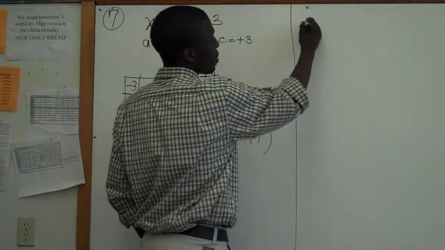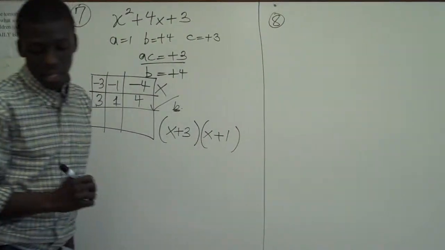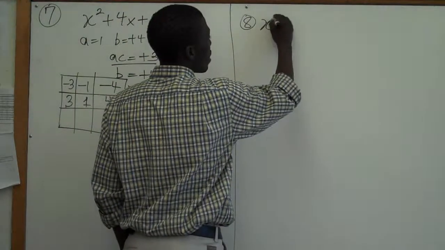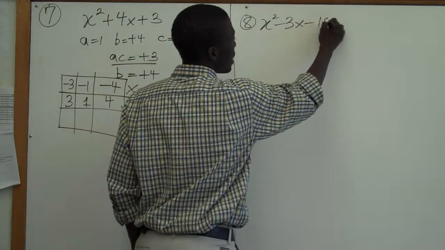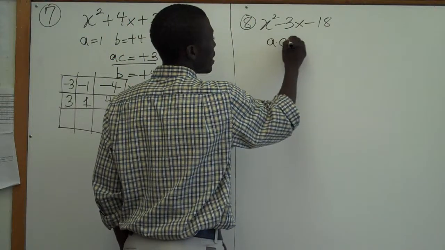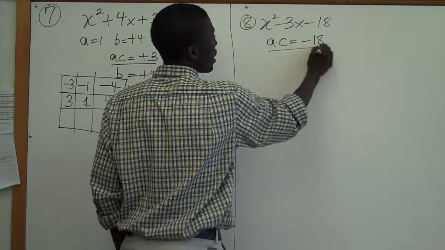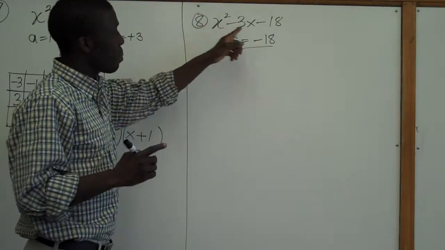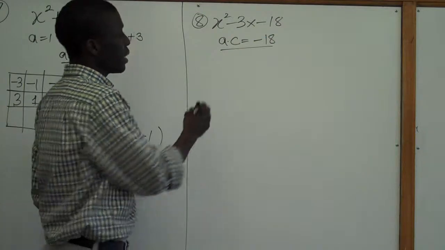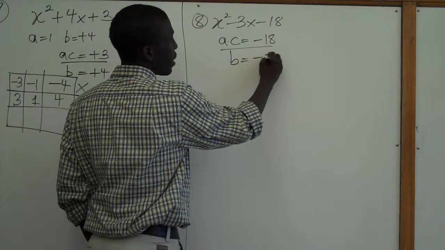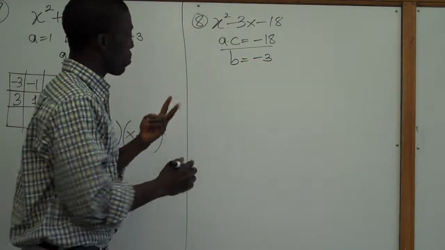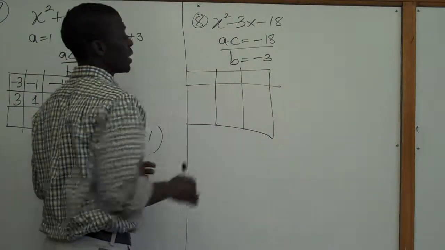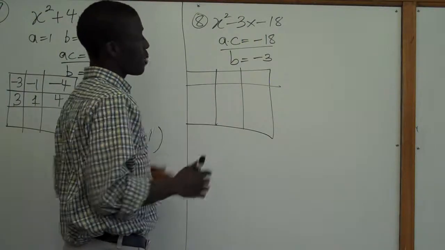Number 8 is similar, and it's talking about x squared minus 3x minus 18. Now AC in this case is equal to minus 18. When we multiply the coefficient of x squared, which is 1, by negative 18, we get negative 18. And B is minus 3. And so we're looking for two numbers that when we multiply them together give us negative 18, and when we add them give us minus 3.